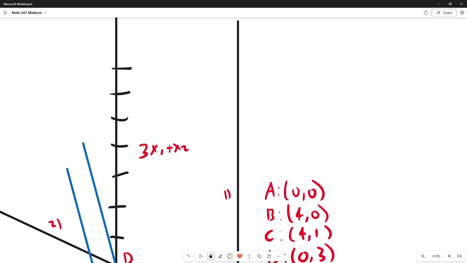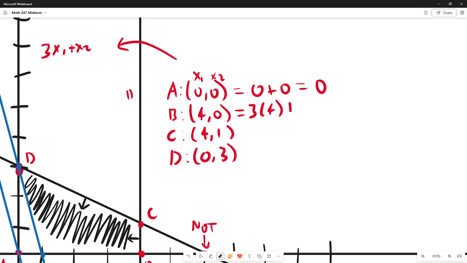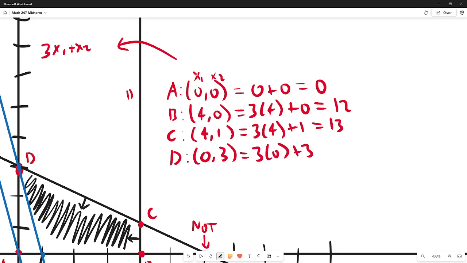Okay. And so what we're going to do is plug these x1 and x2 values into this objective function and see what we get. So here we're going to get 0 plus 0. That's 0. Here we're going to get 4. Here we're going to get 3 times 4 plus 0. That's 12. Here we're going to get 3 times 4 plus 1. That's 13. And here we're going to get 3 times 0 plus 3. That is 3.